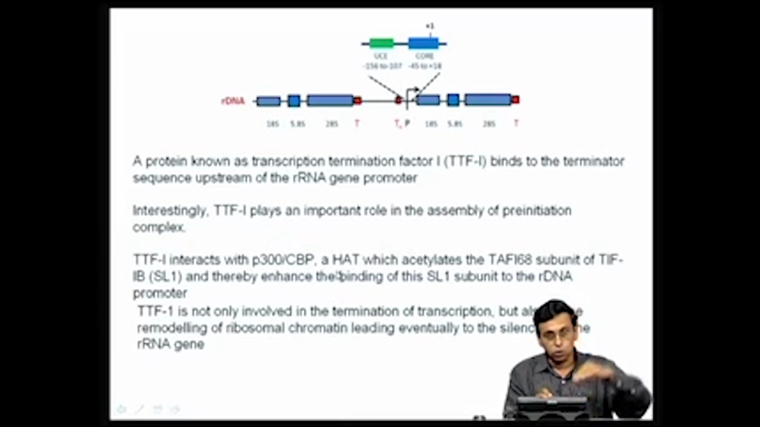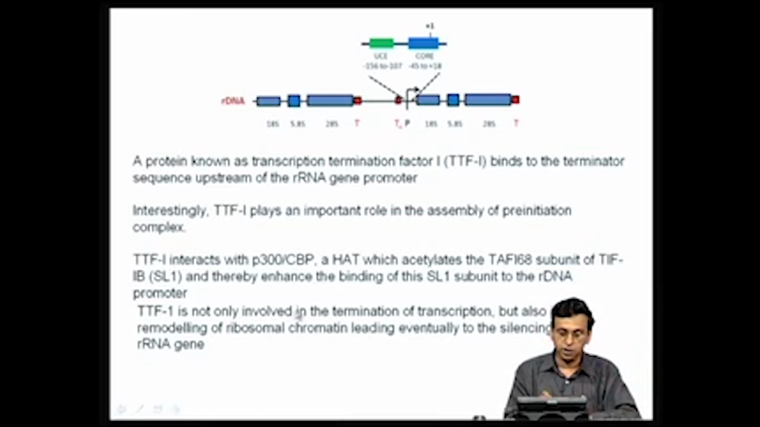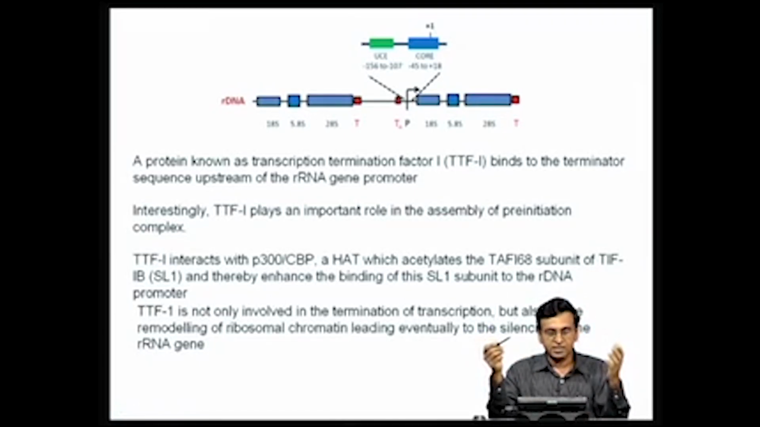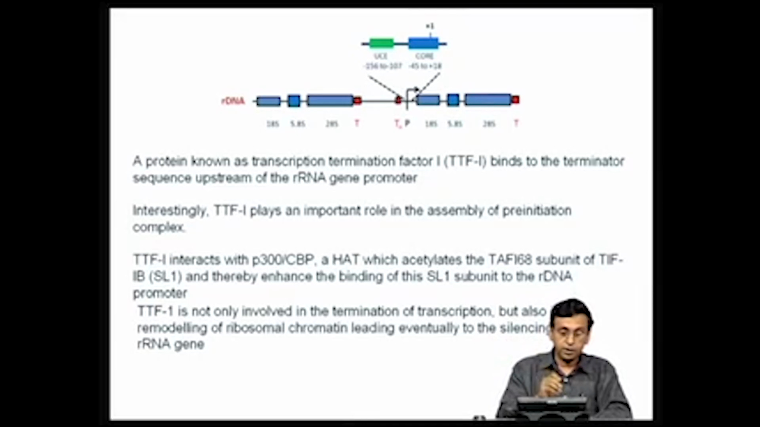So, you can see HATs are not only involved in the regulation of Pol II transcription, but they are also involved in the regulation of Pol I transcription. And we know this HAT acetylates one of the subunits of the core binding factors, namely TAF168 of SL1, and thereby enhances the binding of the SL1 subunit to the rRNA promoter. So, here we have a very interesting example where a transcription termination factor recruits a histone acetyltransferase, so that this histone acetyltransferase can acetylate one of the subunits involved in the core transcription factors and thereby enhance the rate of pre-initiation complex formation.